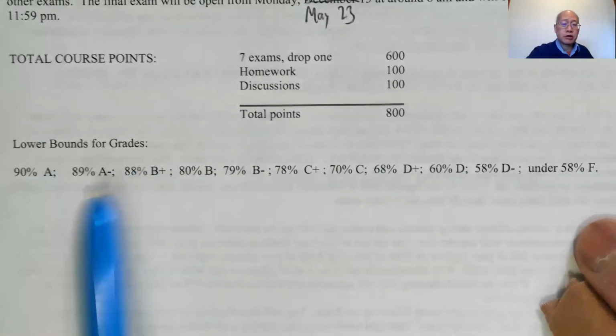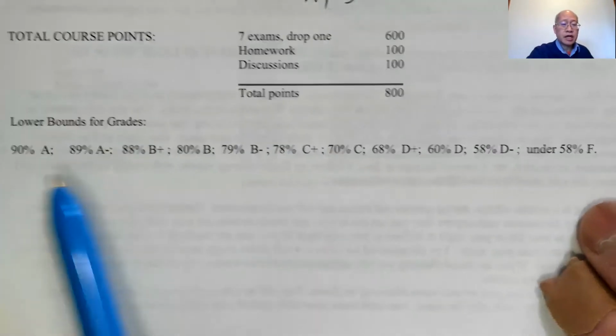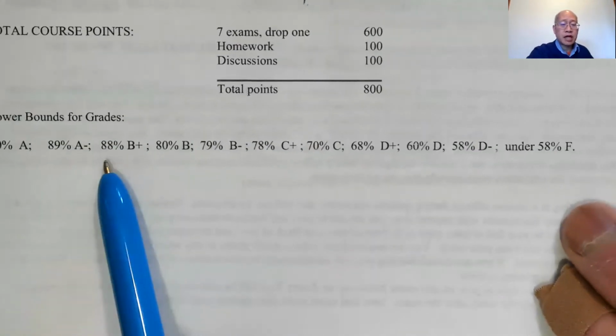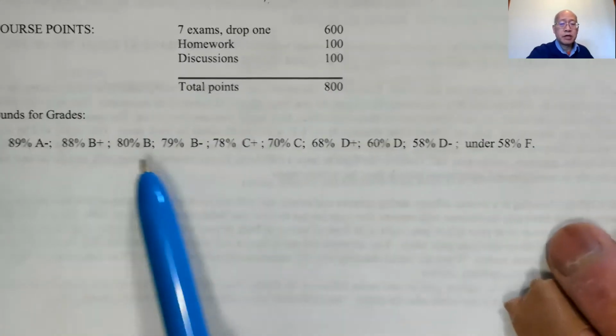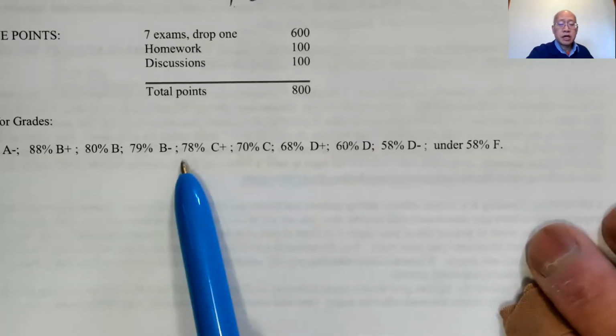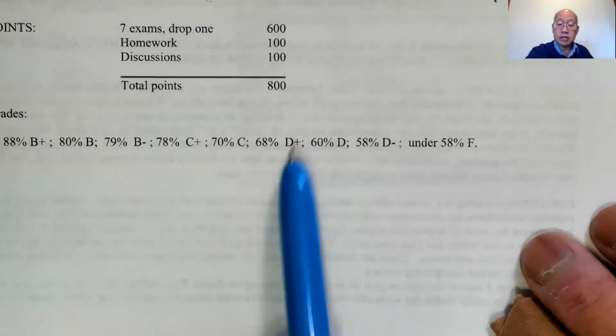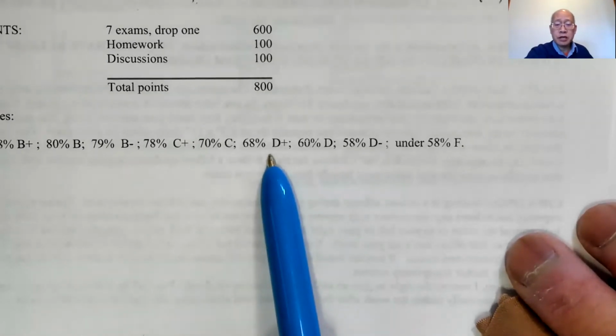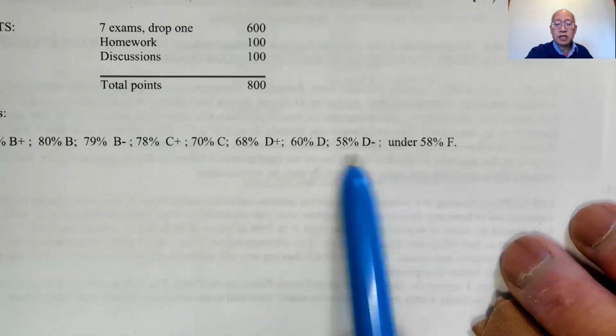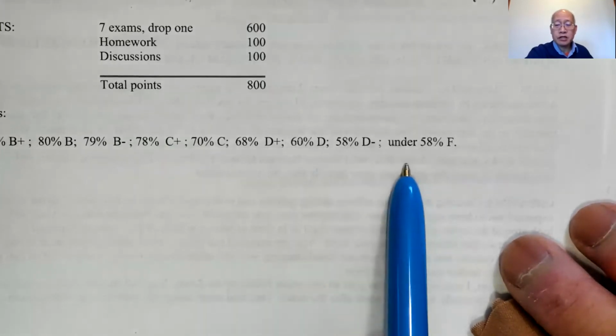And here's the lower bounds for grades. So 90% is an A, 89% is an A minus, 88 is a B plus, 80 is a B, 79 is a B minus, 78% is a C plus, 70 is a C. We're not allowed to give C minuses. 68% is a D plus, 60 is a D, 58 is a D minus, under 58 is failing the class.